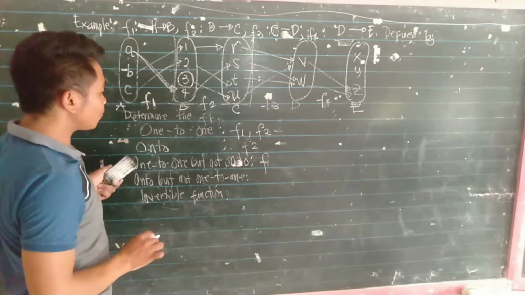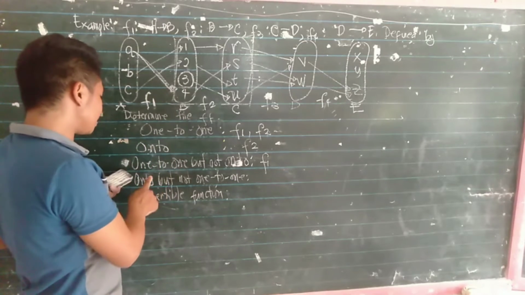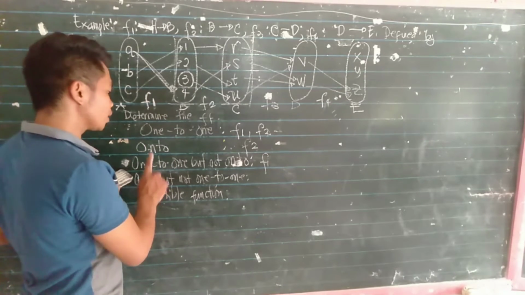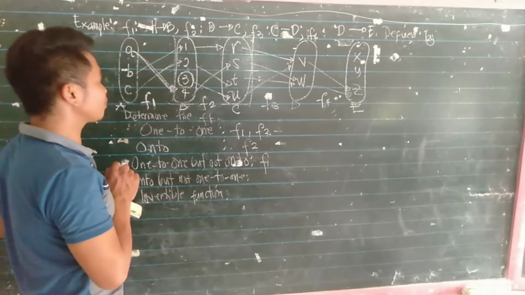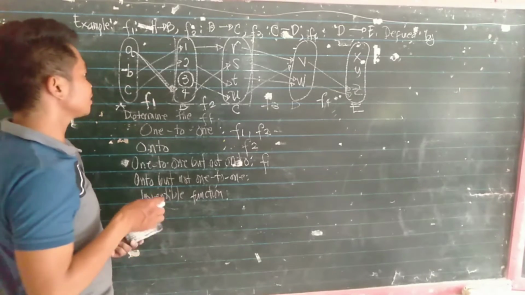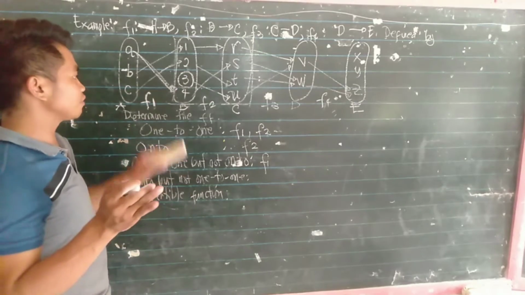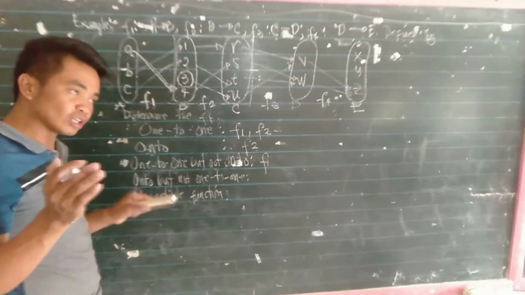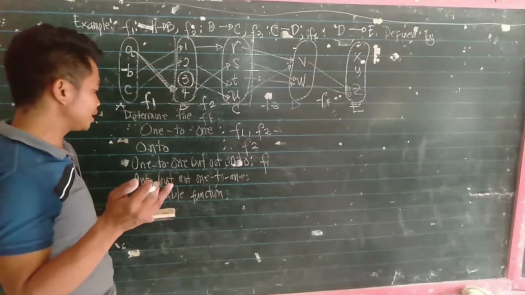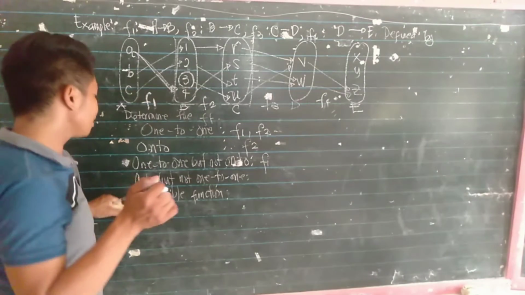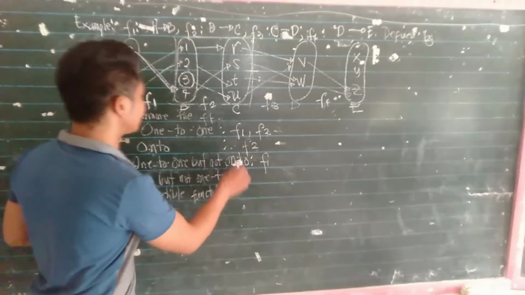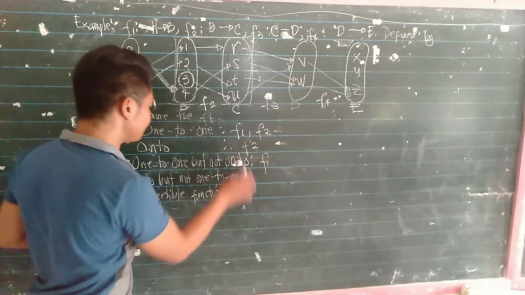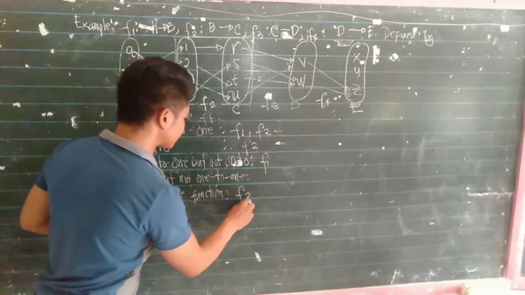Okay. How about this one? It is both one-to-one and onto, and of course, the definition states that a function is invertible if and only if it is onto and one-to-one, so we can simply say that the given function is an invertible function. So this is under the f sub 2.